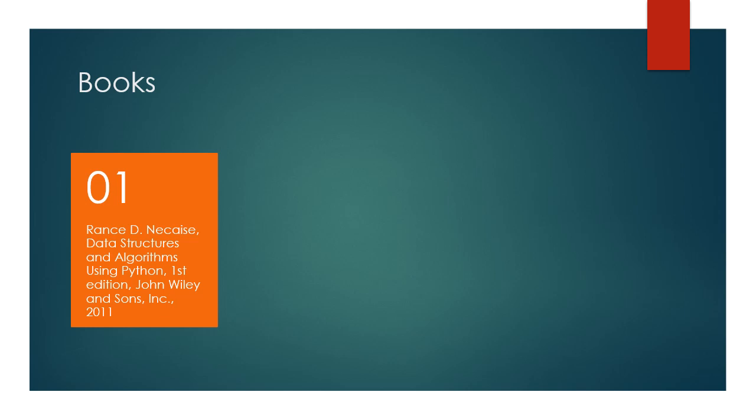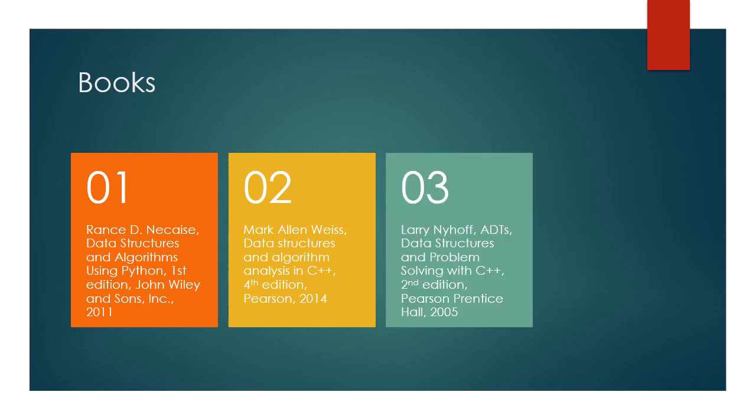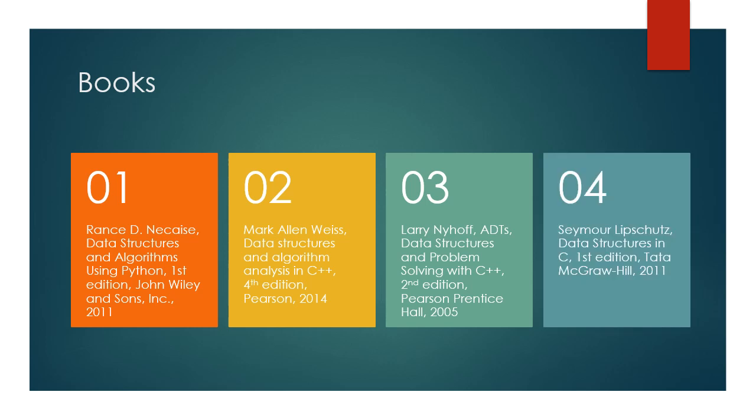I am going to use 4 books for this course. Brian D. Miller's Data Structures and Algorithms Using Python, Mark Allen Weiss's Data Structures and Algorithm Analysis in C++, 4th edition, Larry Nyhoff's Data Structures and Problem Solving with C++, 2nd edition, and Seymour Lipschutz, Data Structures in C. These are the books that I will be using, and from time to time I will be telling you the particular book which I am using for a certain topic.